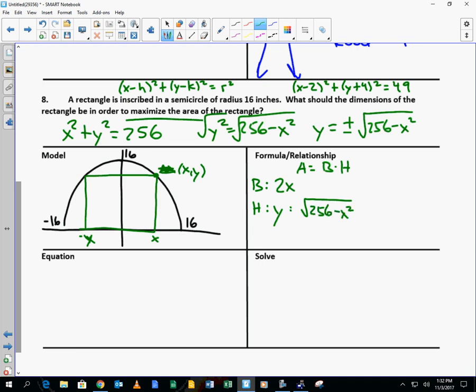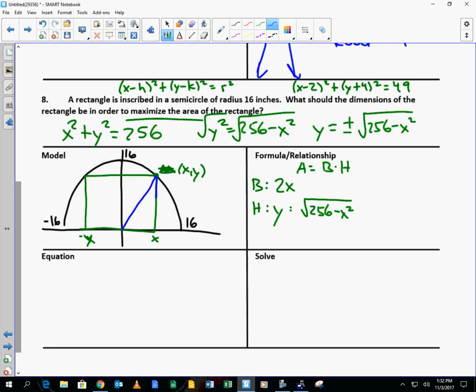Now, some of you are sitting there saying to yourselves, how can I honestly be expected to remember the equation for a circle? Well, your calculus teacher expects you to remember next year, and the ACT expects you to remember all the time.